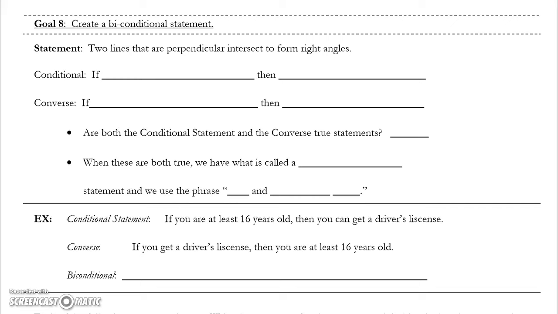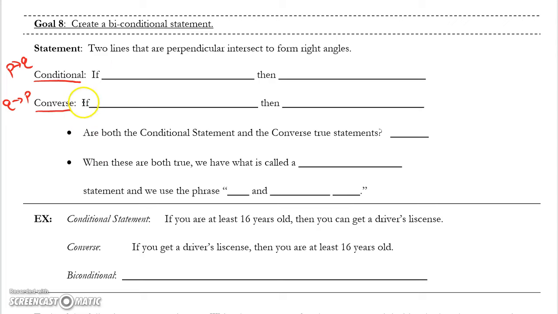Okay, the next step here is talking about biconditional statements. For a biconditional statement, our main focus is on our original conditional and our converse. Remember, if my conditional is P then Q, my converse is when I switch those, Q then P. Those are the two things I'm focused on here. In this statement it says two lines that are perpendicular intersect to form right angles.